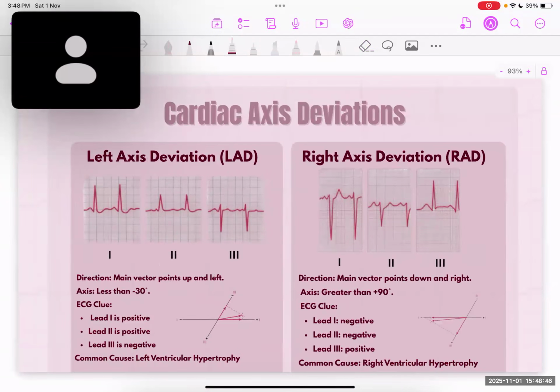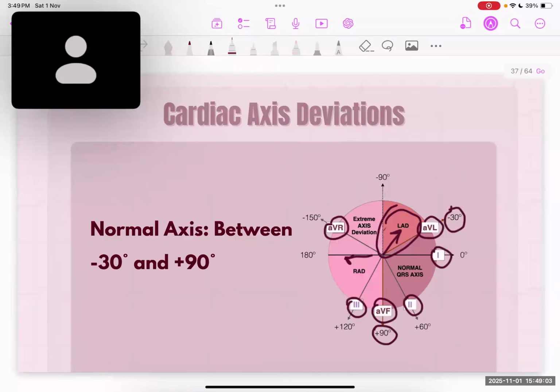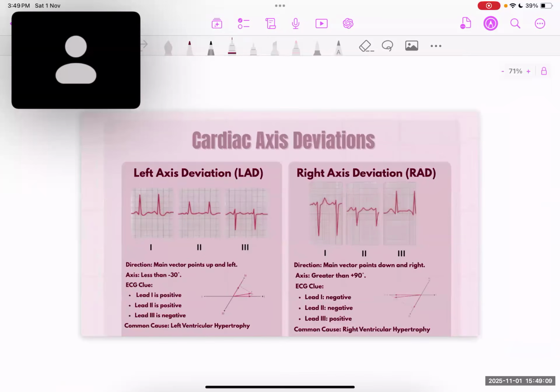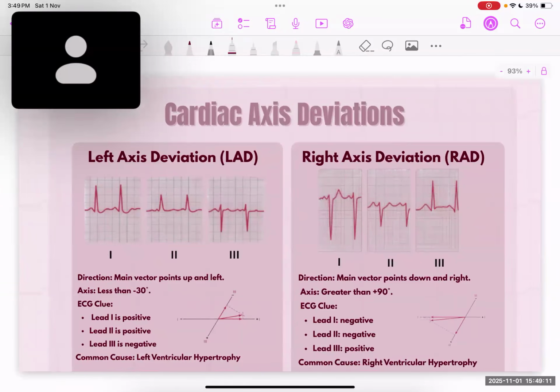So how will you see that on the leads? Your lead 1 is going to be positive, your lead 2 is going to be positive, and your lead 3 is going to be negative. What is a common cause for this? Why do we get left axis deviation? Left ventricular hypertrophy. We also have right axis deviation. So your arrow is going to be somewhere here in this right axis area. Now, what happens there is that your lead 1 is negative, lead 2 is negative, and lead 3 is positive.